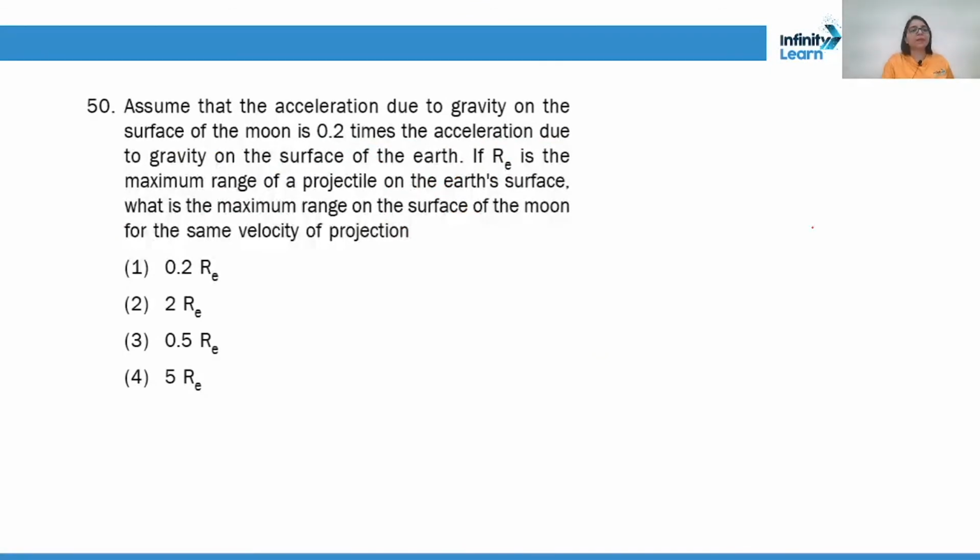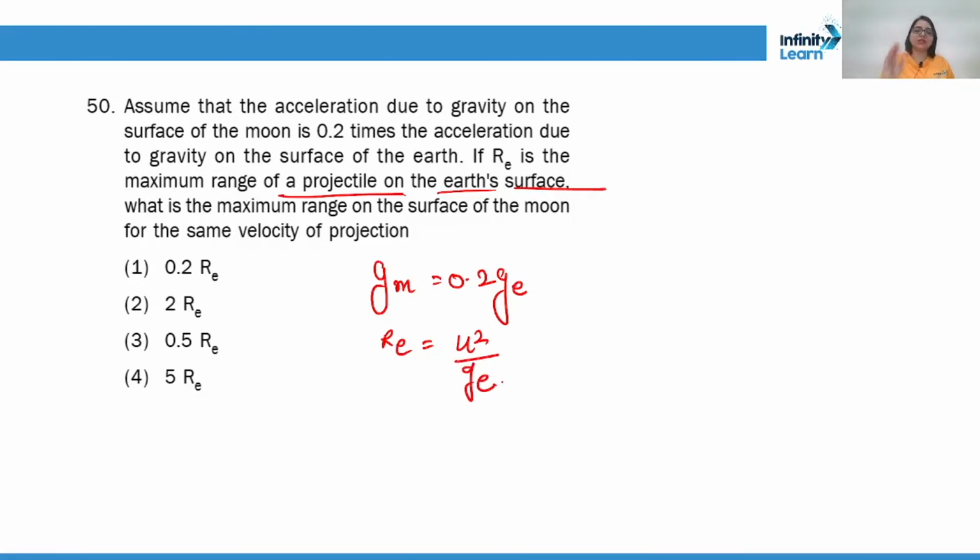Question number 50. Assume that the acceleration due to gravity on the surface of the moon is 0.2 times the acceleration due to gravity on the surface of the earth. If RE is the maximum range of a projectile on the earth's surface, which is u square upon GE, right? Maximum range is u square upon g, and that is equal to RE on the surface of the earth. What is the maximum range on the surface of the moon for the same velocity of projection?